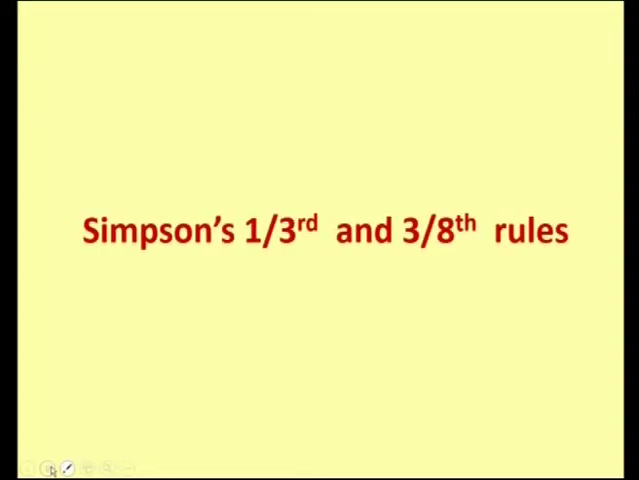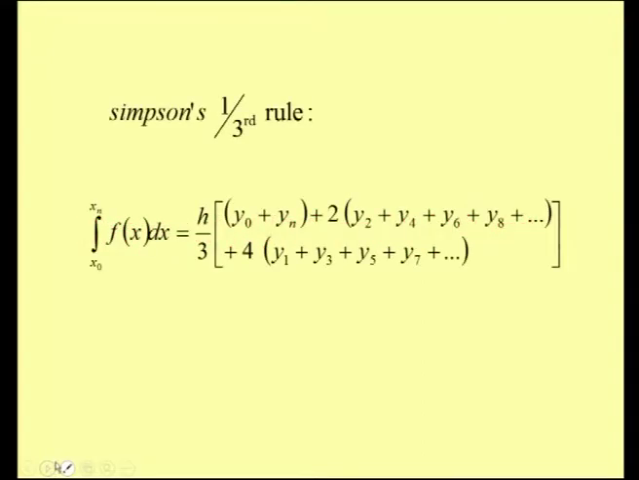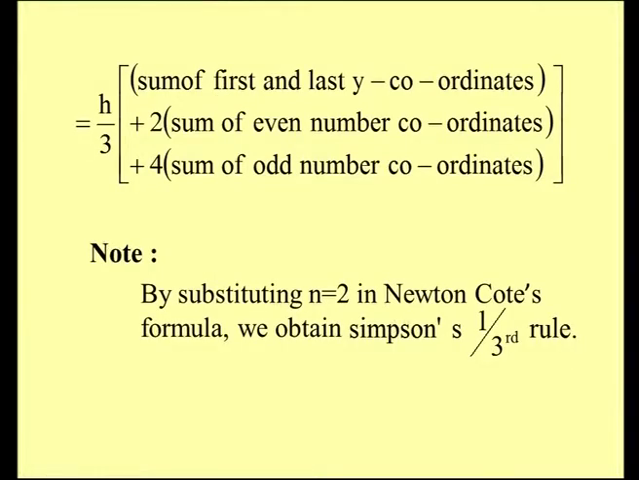Next, Simpsons 1/3 and 3/8 rules. First of all, Simpsons 1/3 rule is given by the formula integral x naught to xn f of x dx is equal to h divided by 3. This h divided by 3 signifies it is Simpsons 1/3 rule. Y naught plus yn, always sum of the first and last ordinate, plus 2 times all even ordinates y2 plus y4 plus y6 plus y8 plus etc. plus 4 times all odd ordinates, that is y1 plus y3 plus y5 plus y7 plus etc. You can say that sum of first and last y coordinate plus 2 times sum of even number of coordinates plus 4 times sum of odd number of coordinates.